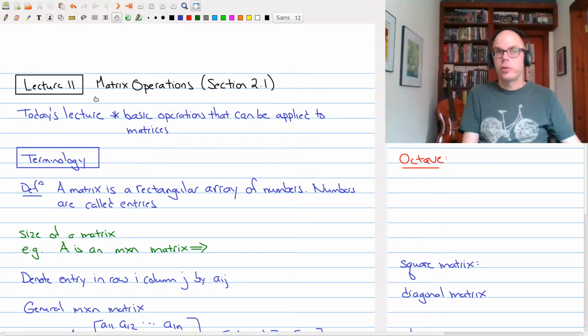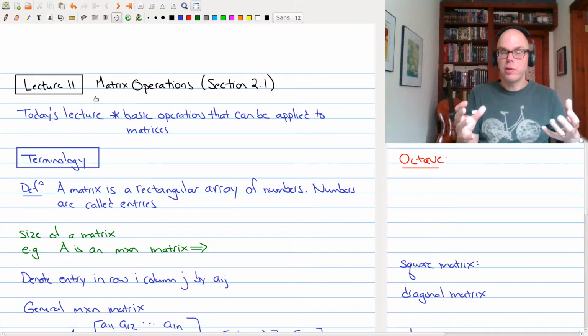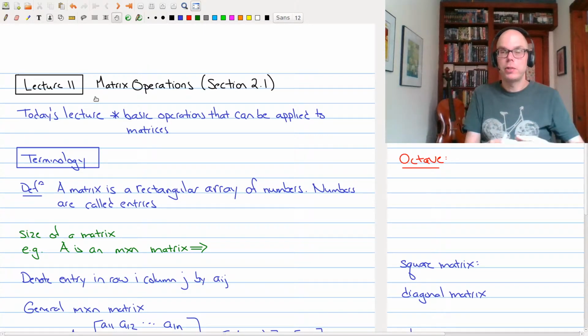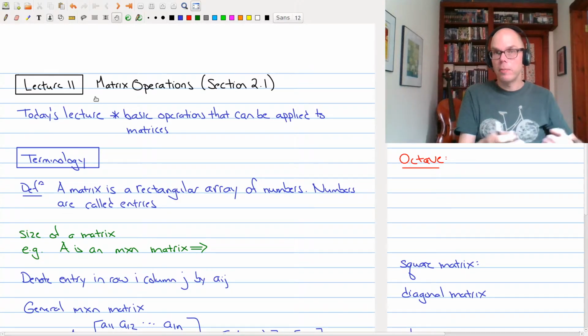In today's lecture, we're going to be looking at Section 2.1, which talks about matrix operations. In fact, that's the main topic of today's lecture: operations that can be applied to matrices. We're going to learn a bunch of ways that we can take matrices and combine them to form new matrices. We'll learn about multiplying matrices together. We'll learn about adding matrices together.